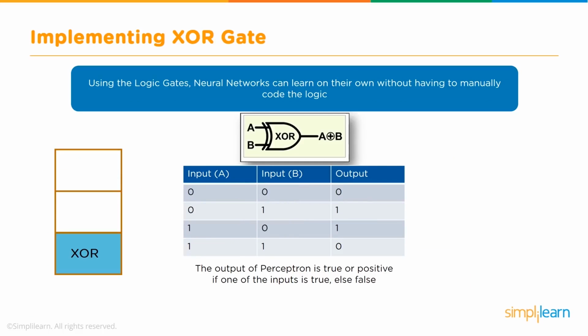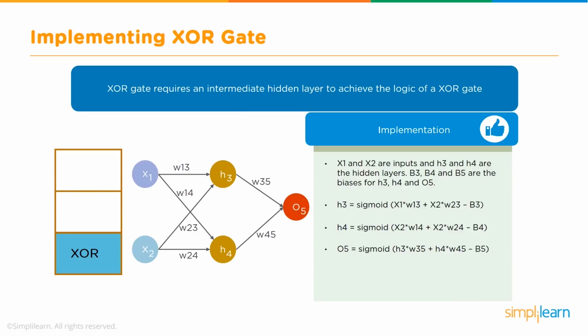Now, the XOR gate. This was one of the challenging ones. They tried to implement an XOR gate with a single level perceptron, but it was not possible. And therefore, in order to implement an XOR, this was like a roadblock in the progress of neural networks.